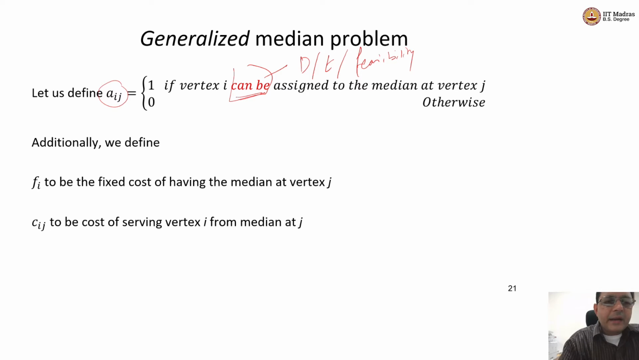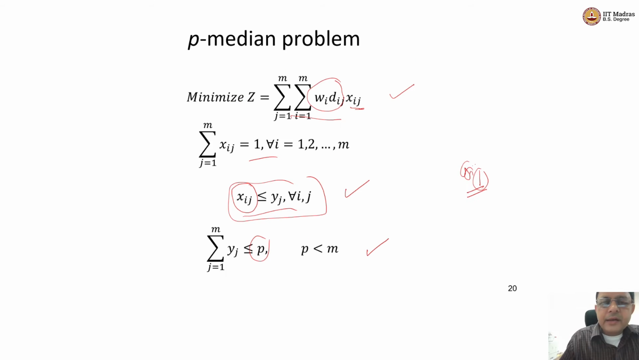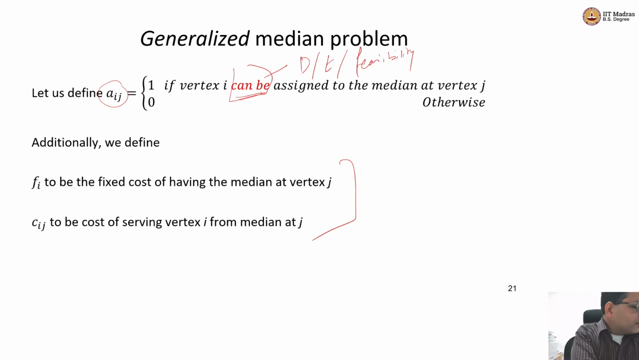But now we are bringing back aij, and as we said, now our focus in the generalized median problem has shifted to cost minimization, not travel time minimization or travel distance minimization. The P median problem had an objective of minimizing the weighted distance. So what are the cost parameters? Let us say fi is the fixed cost of having a facility at j, and cij is the cost of serving the node i from j.